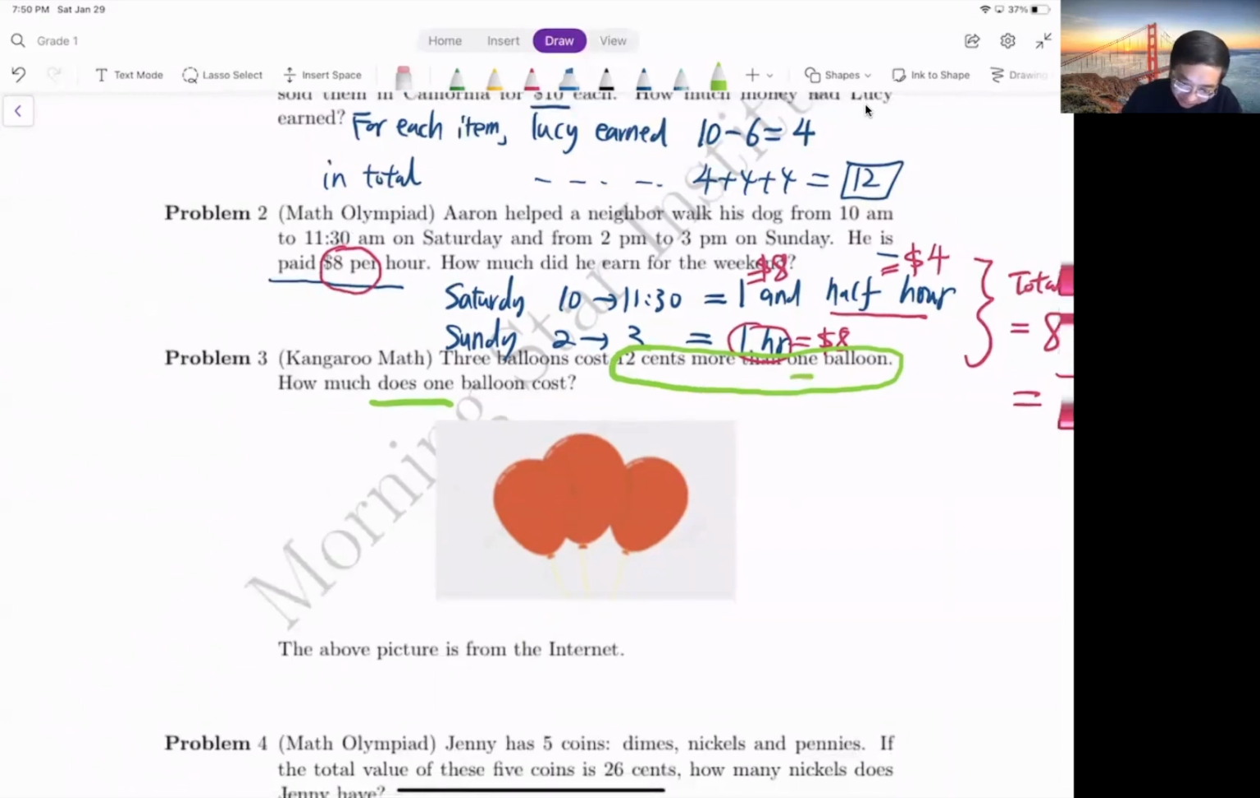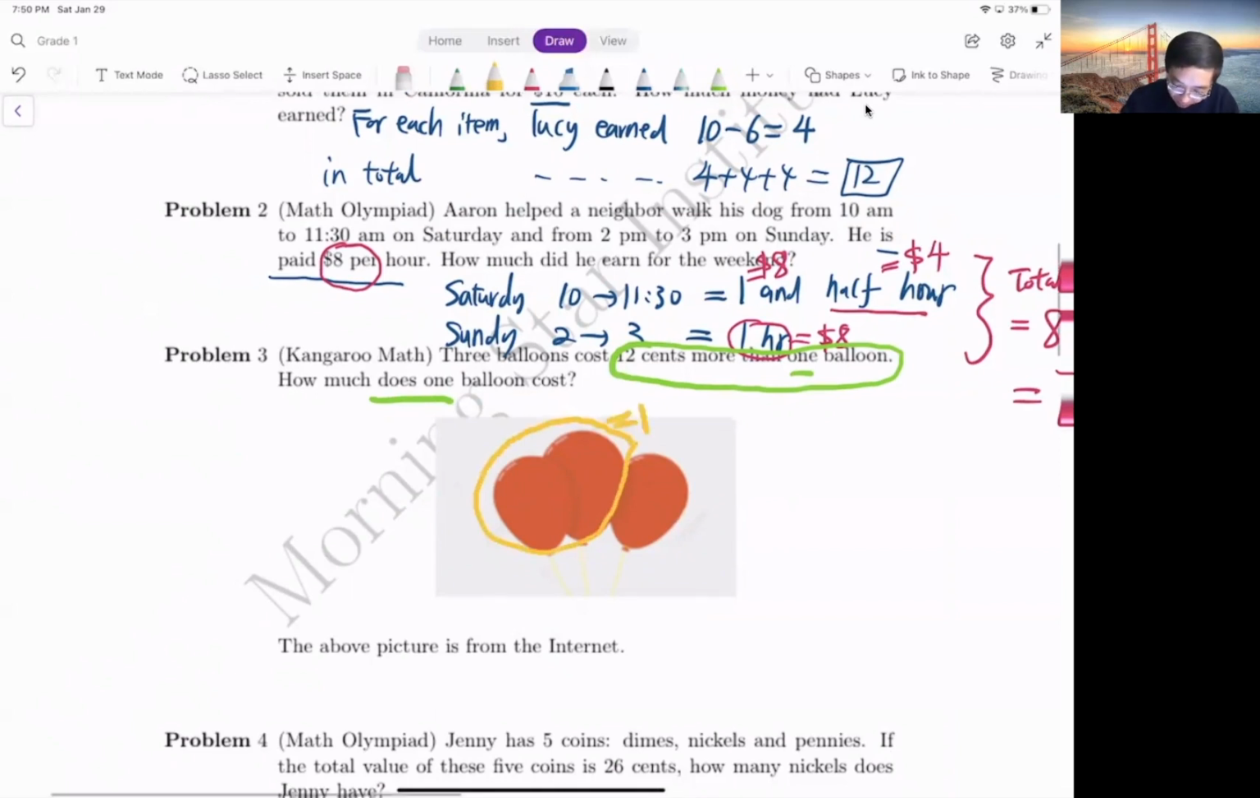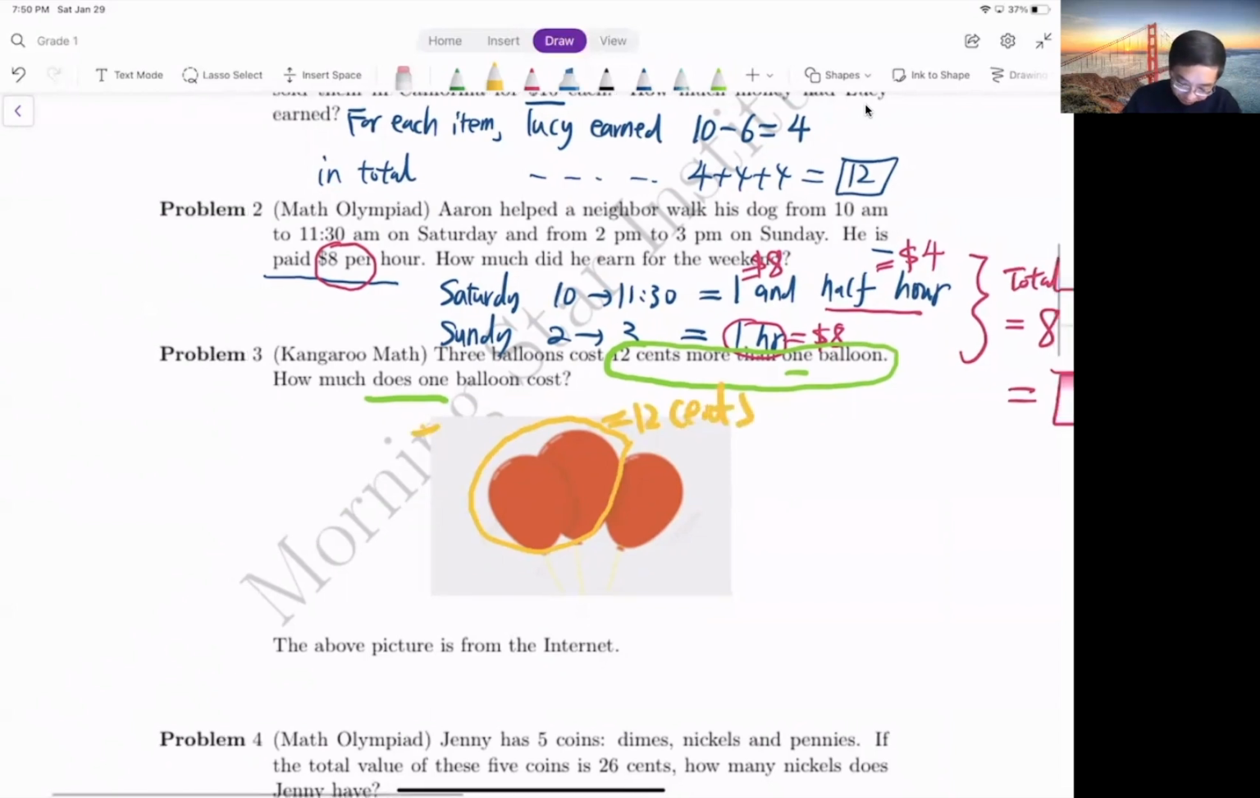And then, of course, when you look at 3 balloons, you say, well, cost more. That means these 2, because 3 balloons are 2 more than 1 balloon. That means these 2 balloons are 20 cents, right? So 2 balloons is 20 cents. That means each one will be 10, and this is also 10, right? So each balloon costs 10 cents, right? Okay, so that would be 10 cents.